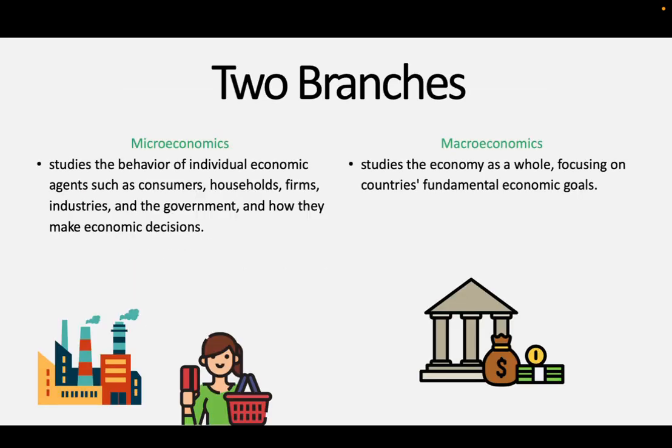The two major branches in economics are microeconomics and macroeconomics. Microeconomics is the next unit that we'll have. We'll spend most of quarter one on microeconomics. It studies the behavior of individual markets, individual economic agents such as consumers, households, firms like shoe companies, industries, and government, and how they make economic decisions.